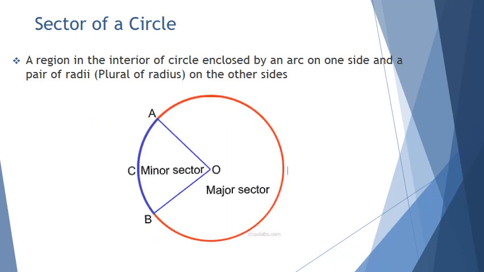Have a look here. The red portion denotes the major sector, that is the major arc on one side, and two radii which are shown as OA and OB. One is a radius, many are radii. And the minor sector is this one. The minor sector can be named as AOBC. You have to put an extra point because it is showing the minor arc. So minor sector AOBC and major sector AOB.